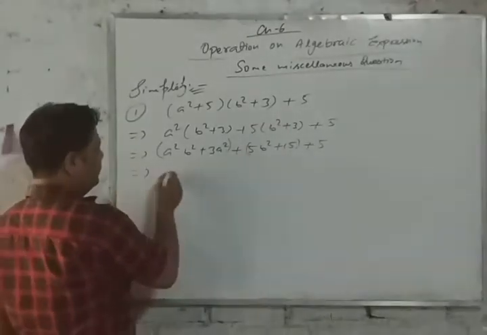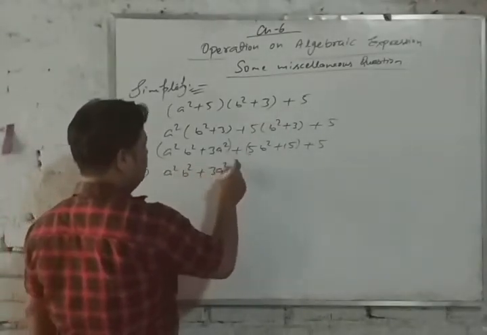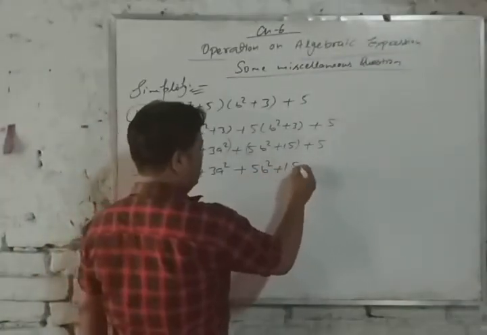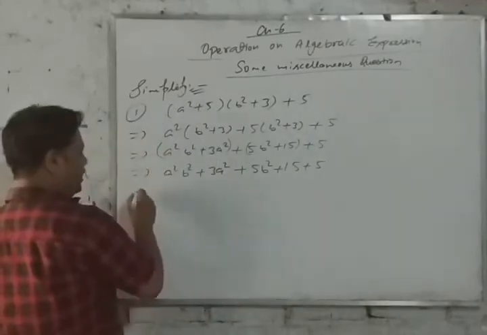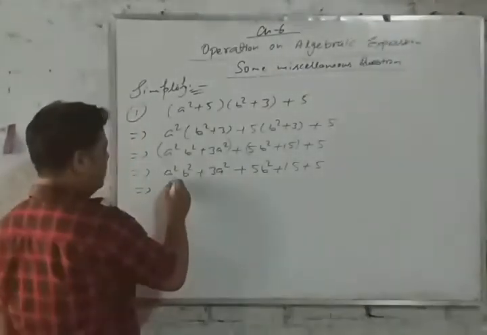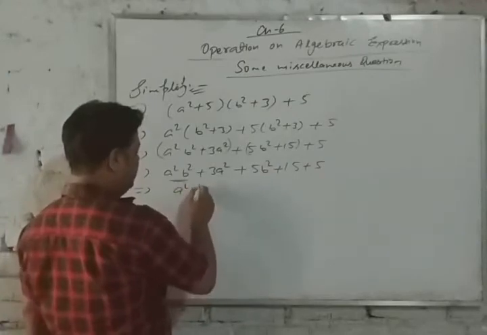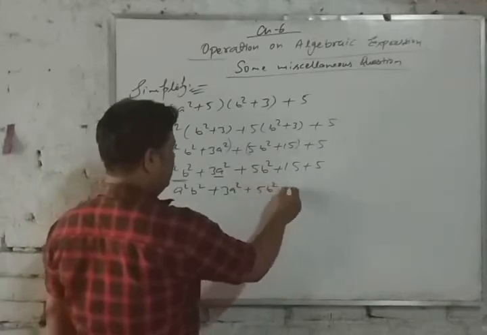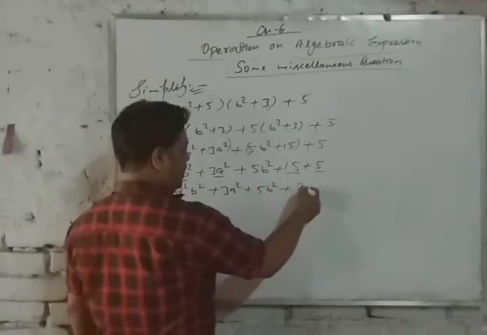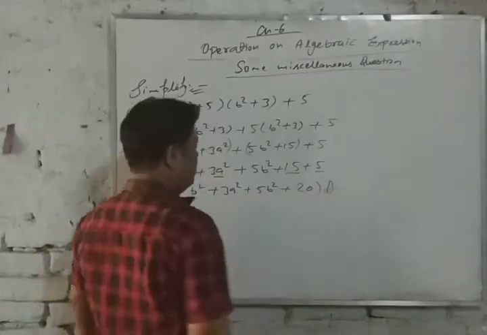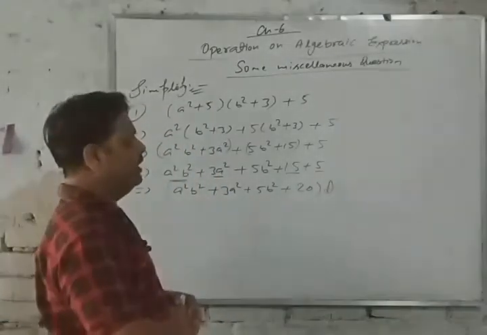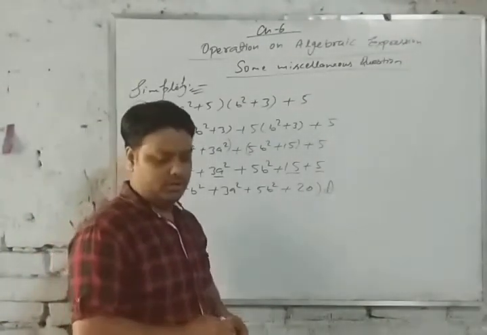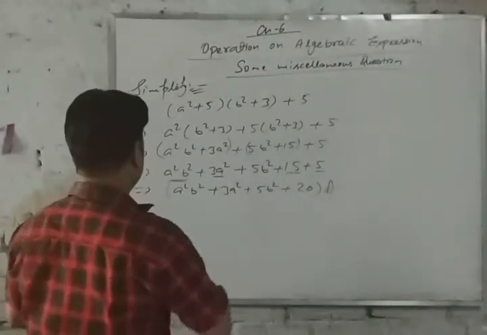Now a square b square plus 3a square plus 5b square plus 15 plus 5. Here plus is outside, so we will not change the sign. Now add or subtract the like terms. Here a square b square is only one term, so we write the same term. 3a square is only one term, and 5b square is only one term, but here there are two constant terms, so we will add them to get plus 20. So this is the solution of this question. Like this there are many questions. Today we will solve some more questions to clear all your doubts. So let's see the second question.